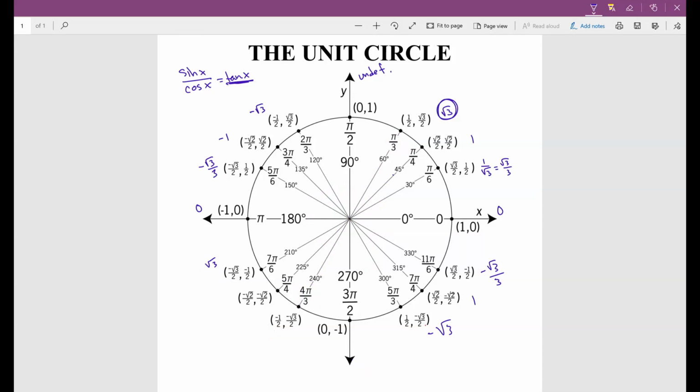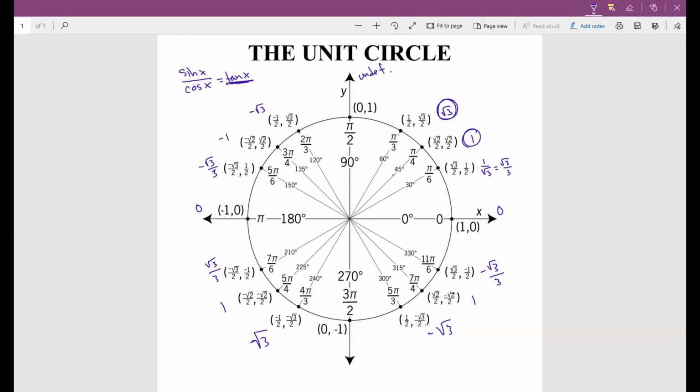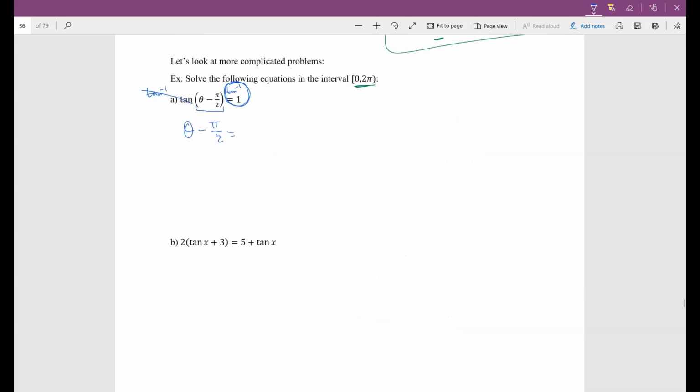Oh, I erased too much. So we want to look at where tangent inverse is equal to 1. Here is one of them, that's pi over 4. And then here's another one, at 5 pi over 4. So at pi over 4 and at 5 pi over 4 is where I get these two things.